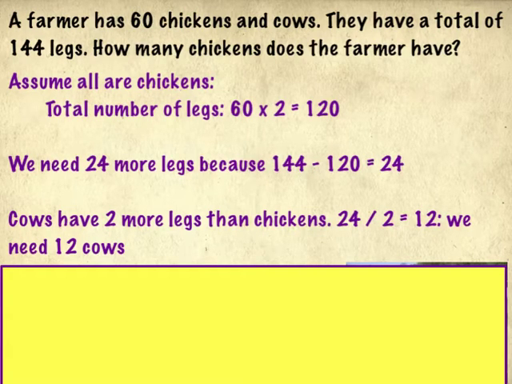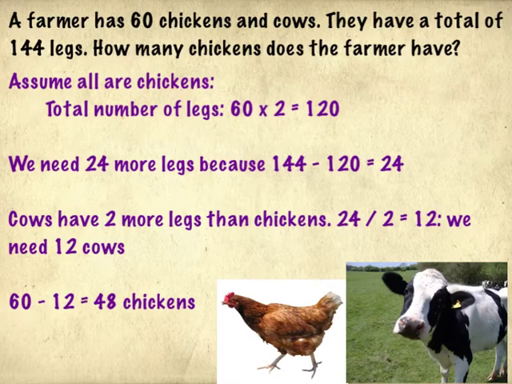Now, this number, 120, was already counting 2 legs for chickens. If I change the chickens to cows, I'm going to add 2 legs per animal. So if I divide 24, which is how many legs I need, by 2, which is my extra legs, I get 12. That tells me that I need 12 cows. 60 take away 12 is 48 chickens.